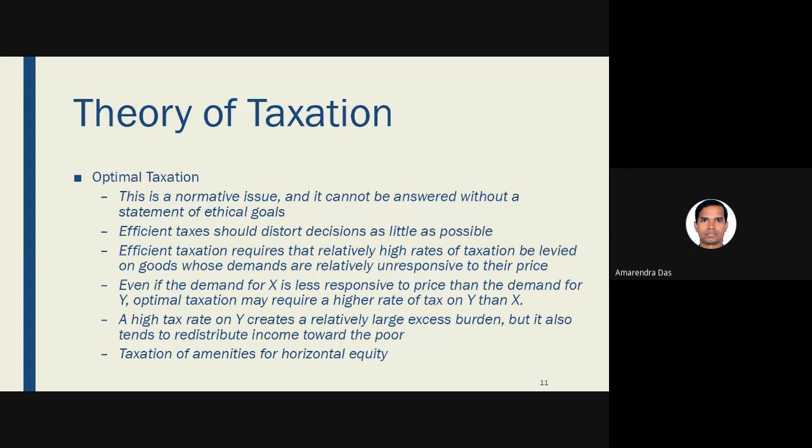Okay, let me give an example. Suppose you are living in a quarter. Basically, taxation on perquisites, tax on perquisites. So what is this tax on perquisites? Can somebody explain what a perquisite is and why it is taxed? That is basically the taxation of amenities for horizontal equity. Can somebody explain, if you are aware, tax on perquisite?